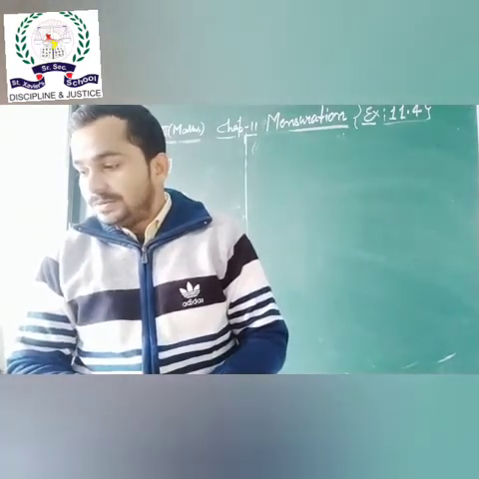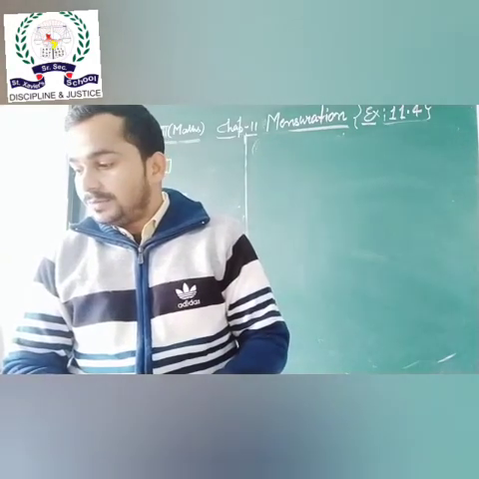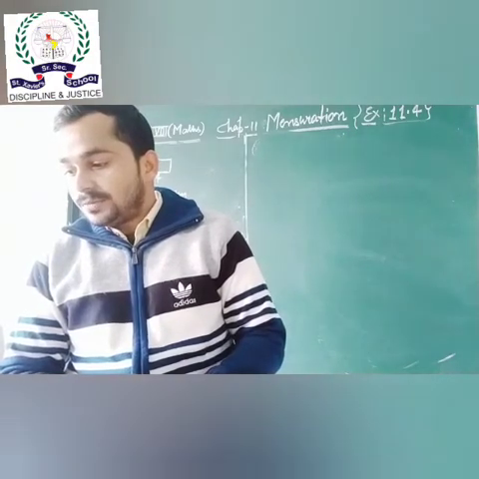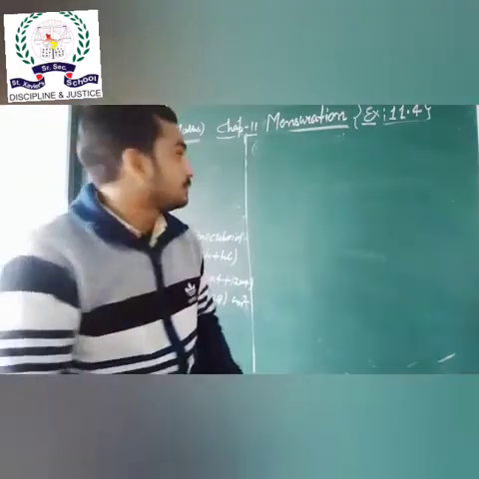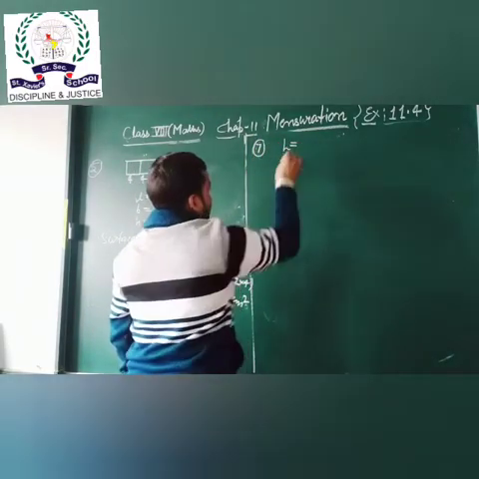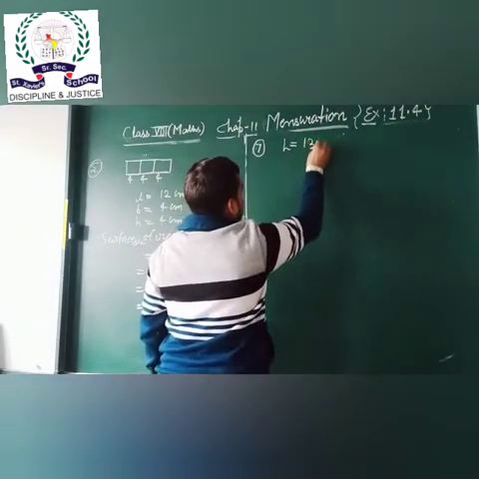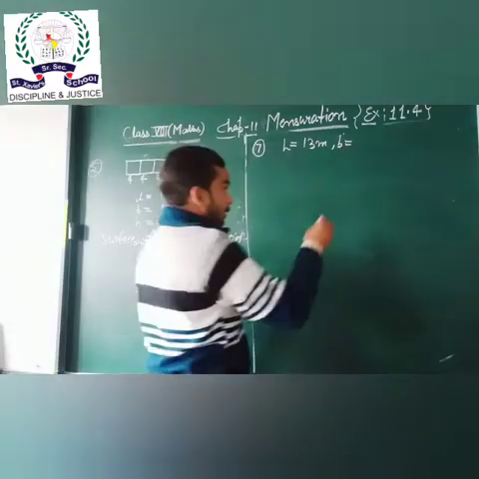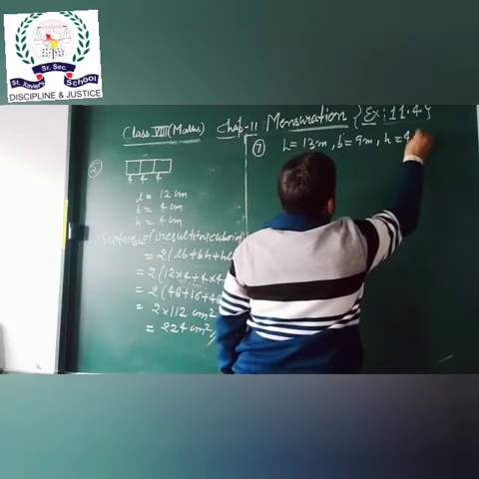Now question number 7. The internal dimensions of a room are given. Find the total cost of whitewashing all 4 walls of the room. The cost of whitewashing is 7 rupees per meter square. Length of room is given 13 meter. Breadth given 9 meter and height is given 4.5 meter.